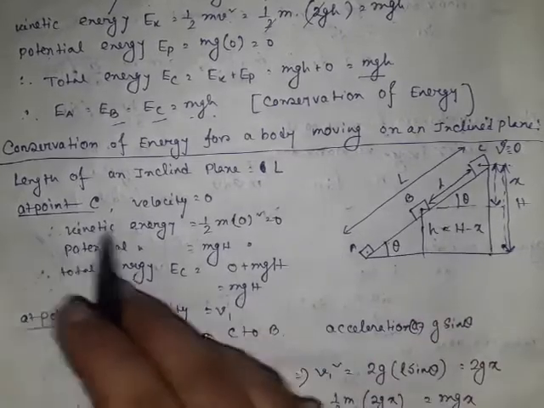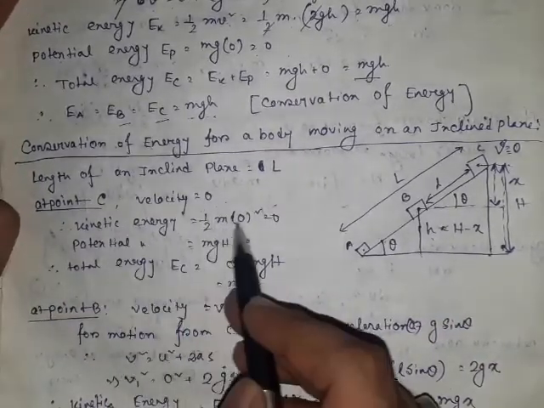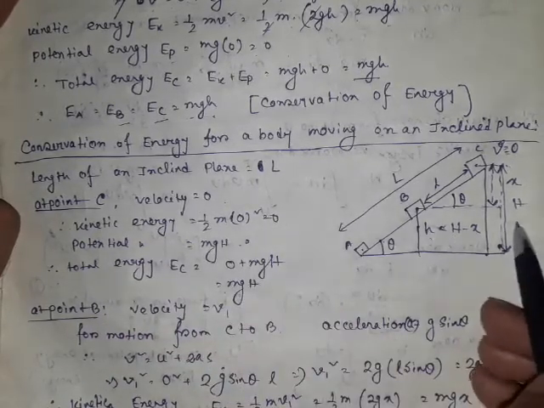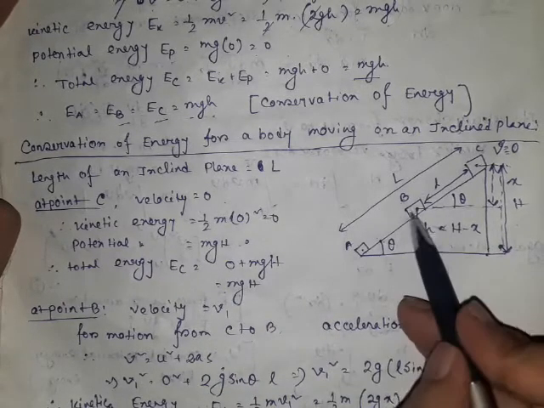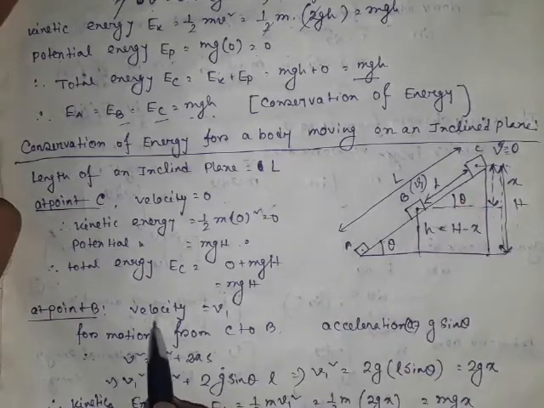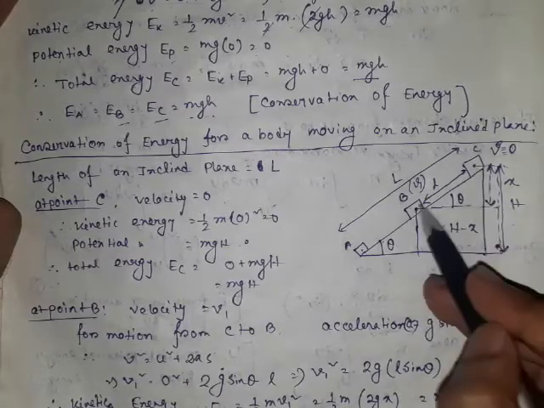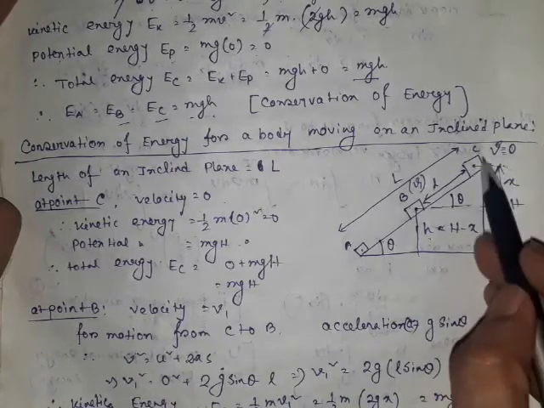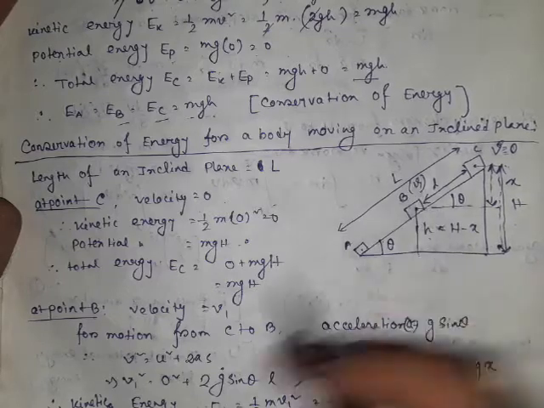Okay, now start with the point C. The velocity is 0, that means kinetic energy is 0. Potential energy is mg capital H, since the height is capital H. So total energy is mgH. Now at point B, the velocity of the object is, let's say, v1. So now we have to consider the motion from C to B. Starting point is C, that means initial velocity was 0. Final point is B, that means the velocity is v1.